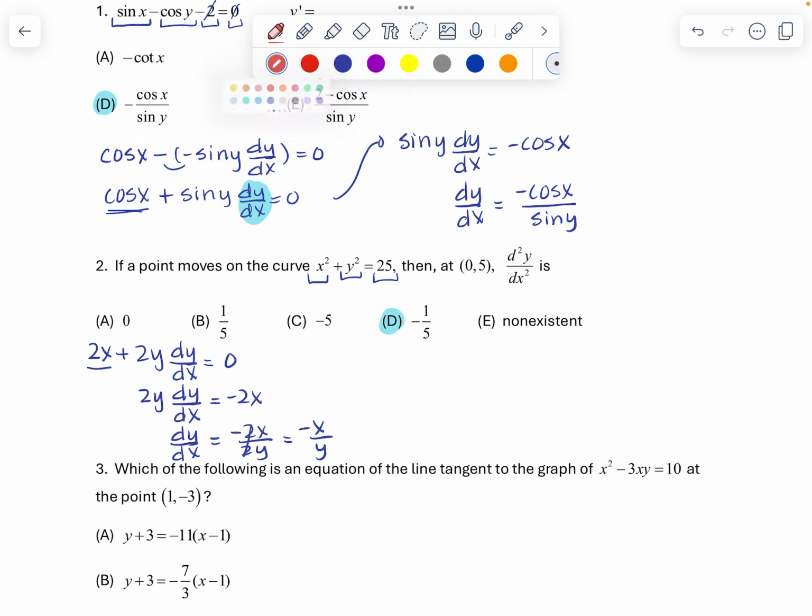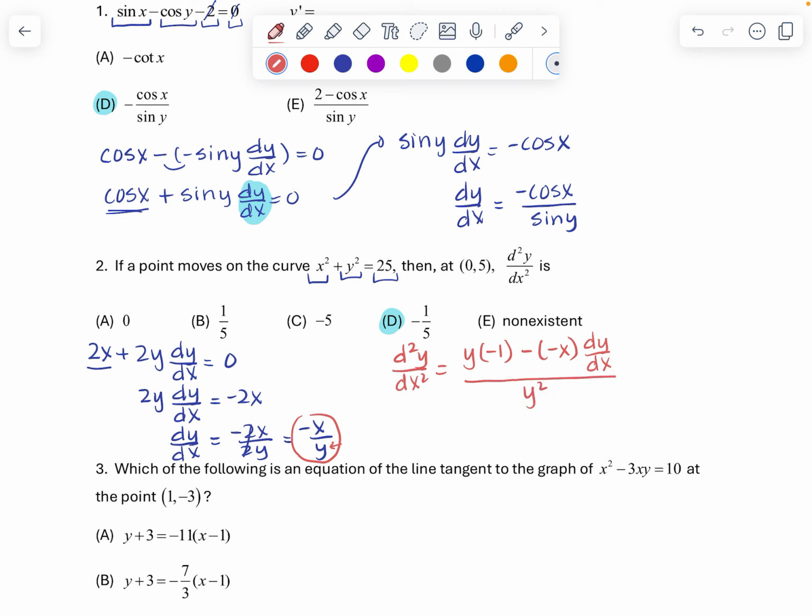Okay, so I need to find the second derivative. So the second derivative, d squared y dx squared. So now I'm taking the derivative of this guy, right? I'm going to go ahead and quotient rule that. So it's low times d high, so the derivative of negative x is negative 1. So low d high minus high, which is negative x, times d low, so the derivative of y here, the low one, is 1, but I have to tag on that dy dx, all over, square the bottom, and away we go.